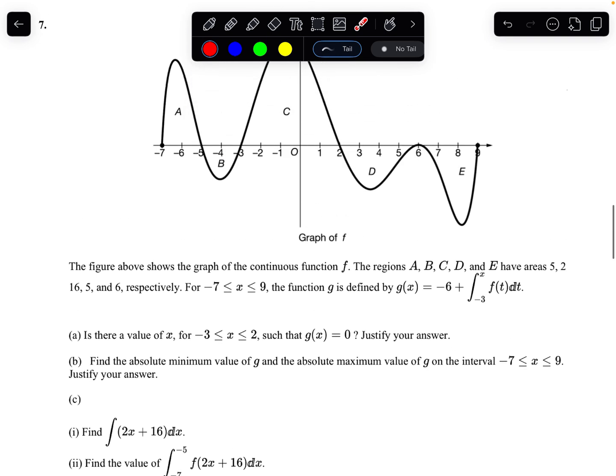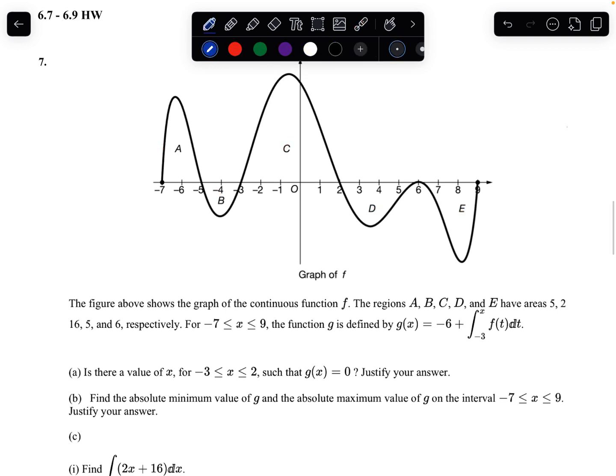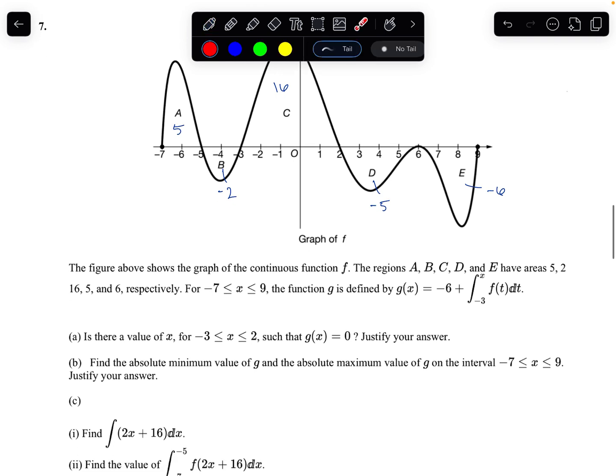We have the figure of f, and we have regions A, B, C, D, and E, and they have areas 5, 16, 5, and 6 respectively. So I'm just going to throw those in there. So we have 5, this right here will be -2, C is going to be 16, D is going to be -5, and E is going to be -6. Okay, and so for -7 to 9, the function g is defined as such right here.